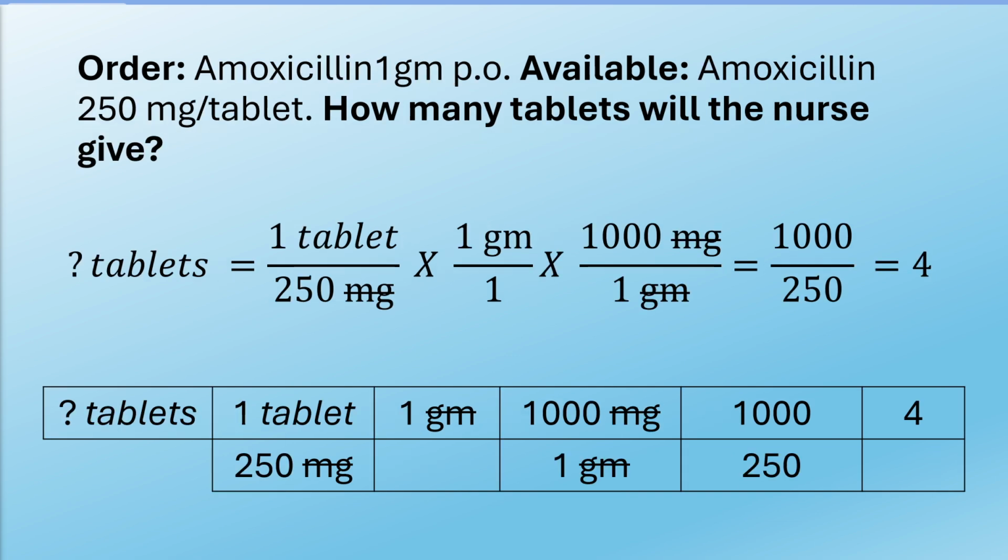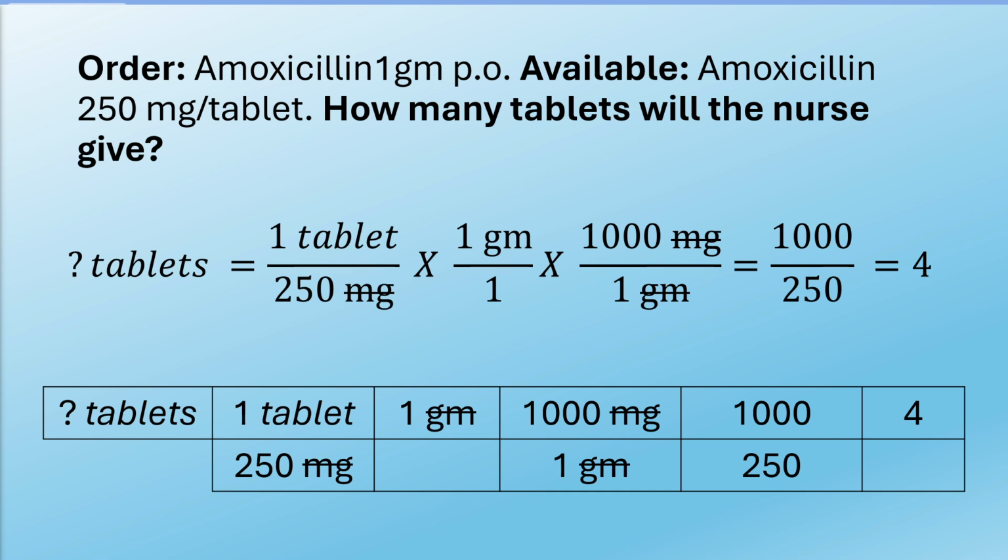Okay, in this one, we're going to have an order to give 1 gram of amoxicillin, and how it comes is as 250 milligrams of medication per 1 tablet. Question is, how many tablets will you be giving? So our beginning point is tablets. We're going to start with that because that's where we want to end as far as labels go. And then we're going to start pulling information.